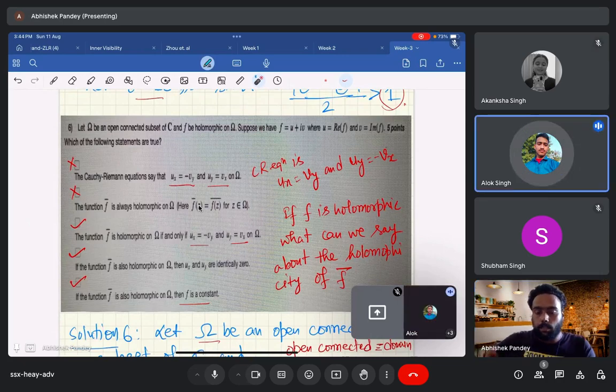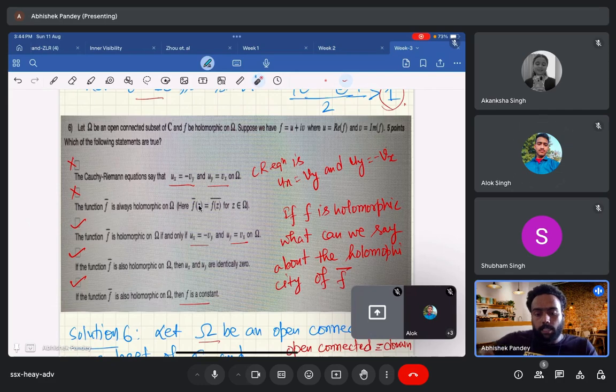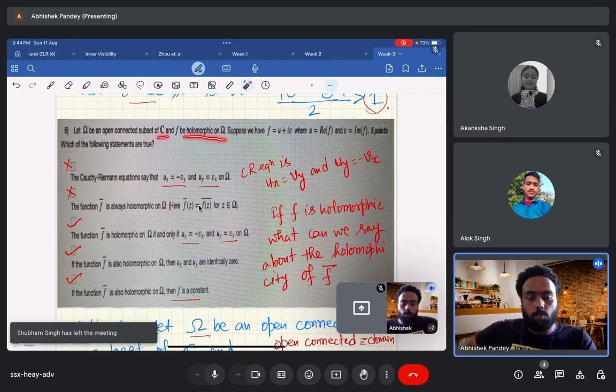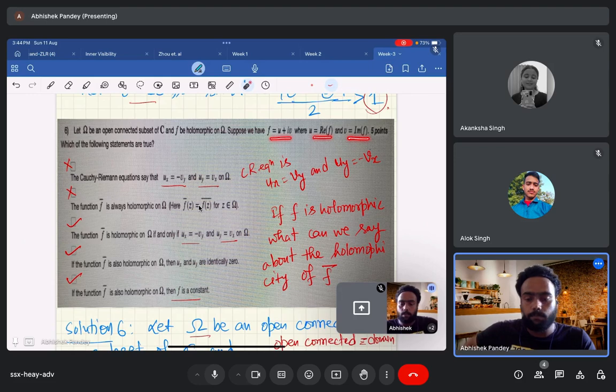So let omega be an open connected subset of C and f be holomorphic on omega. Suppose f = u + iv, where u is the real part of f and v is the imaginary part of f. Which of the following statements are true? The Cauchy-Riemann equation says that u_x = -v_y and u_y = v_x.